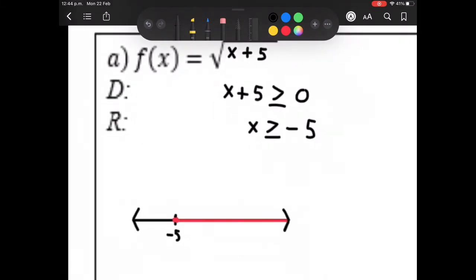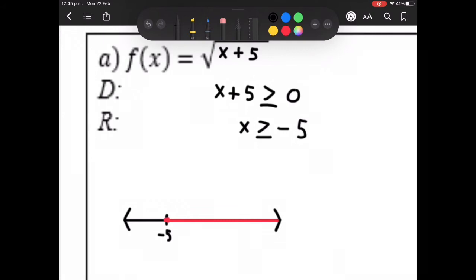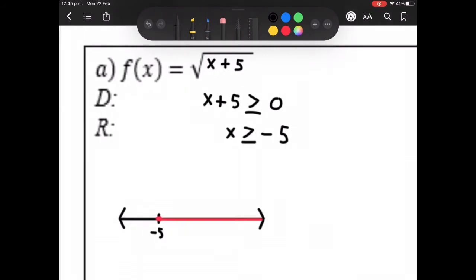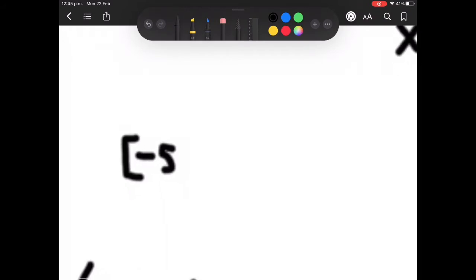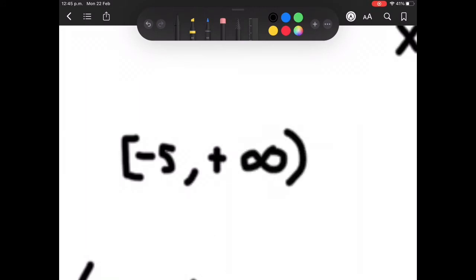Now, how do you write this as an interval? The left side of the interval is equal to negative 5, and we have to remember that in interval notation a bracket means equal to, and a parenthesis means that it is not equal to. Now the right side just keeps going to the right forever, so we say it's positive infinity, and nothing can be equal to infinity, so we put a parenthesis.